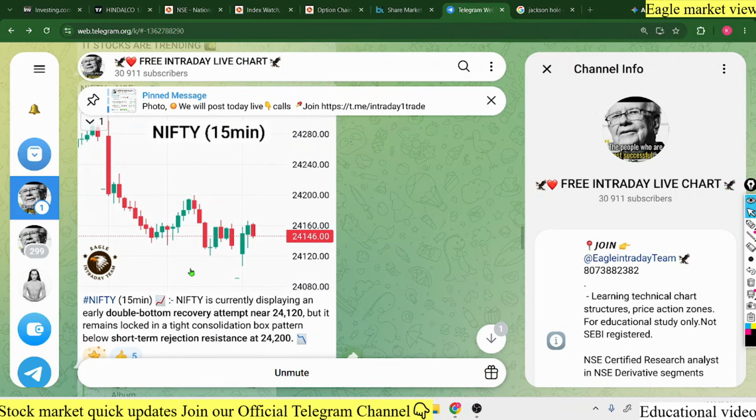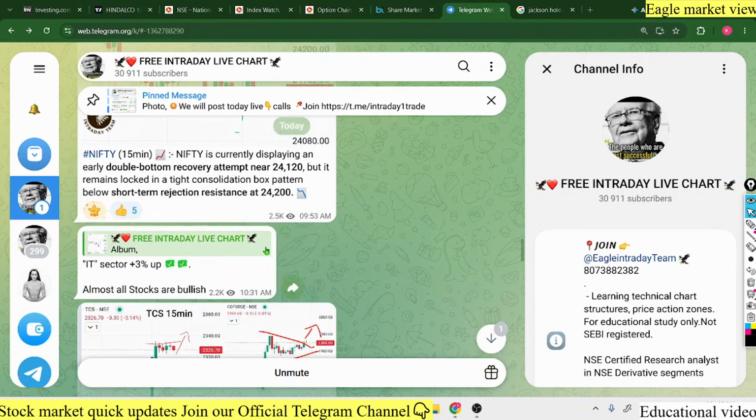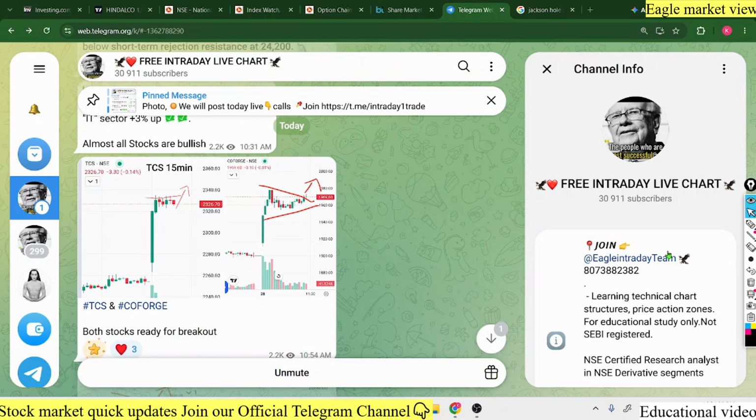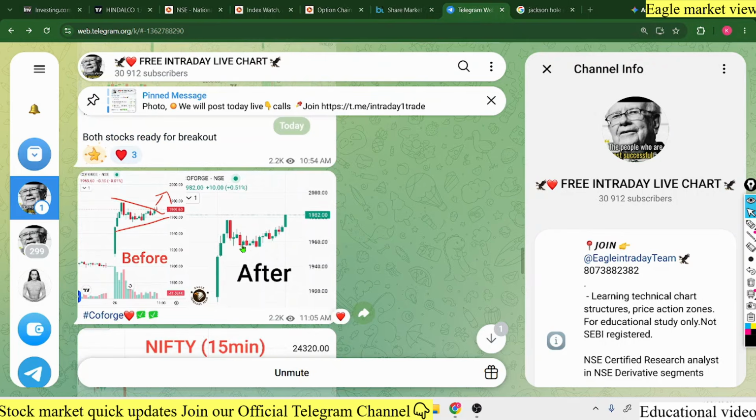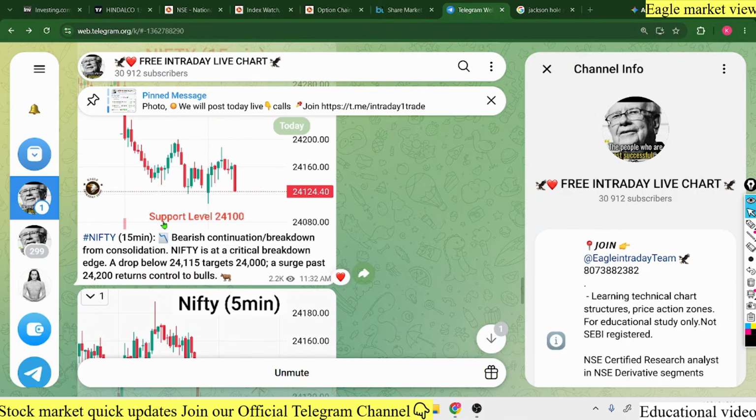Here we mentioned that the market is facing resistance around 24,200. So without crossing 24,200 we can't go for the long side. Same thing, the short term rejection level is around 24,200. Even price is closing near 24,200 today. TCS and also Coforge stock both have bullish patterns. One is a symmetric triangle pattern, one is a pole and flag pattern. Both patterns have broken out, as you can observe here. Along with that, for Nifty, 24,100 is a very strong support level. At this 24,100 support level, price broke out to the upside today.